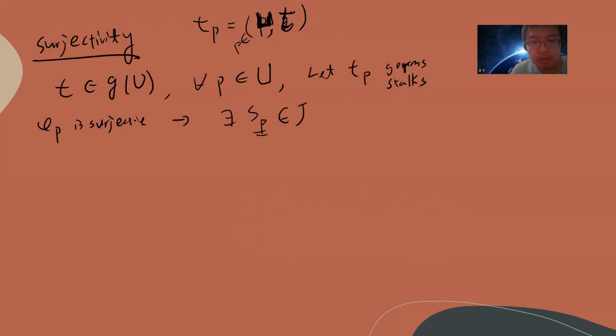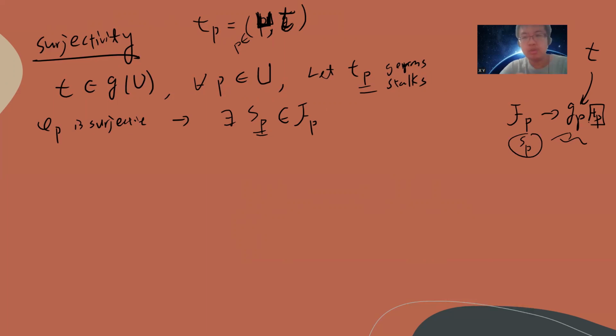The stalk F_P, right? Because now we have F_P to G_P. So if you take T_P to be in the stalk, then your T goes to T_P, and you want to find a guy S_P. So the proof idea is that you start from locally and then you try to glue them globally. So we find an S_P such that phi_P(S_P) is T_P.